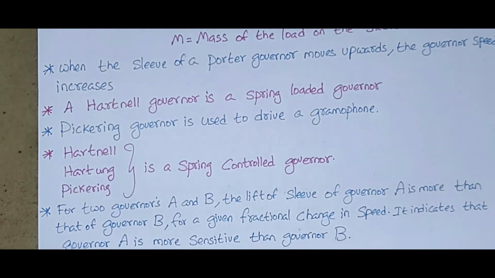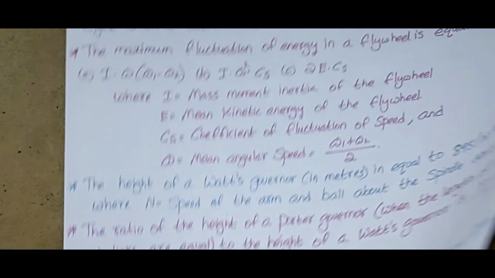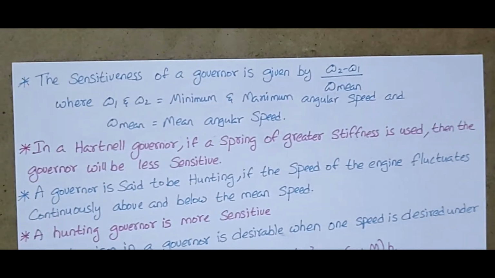For two governors A and B, if the lift of sleeve of governor A is more than that of governor B for a given fractional change in speed, it indicates that governor A is more sensitive than governor B. So again in this statement also we can expect these types of questions as somewhat opinion type questions. Once we read the question properly, immediately we can catch which type of question the examiner is asking. Okay, now we will continue with our class work.